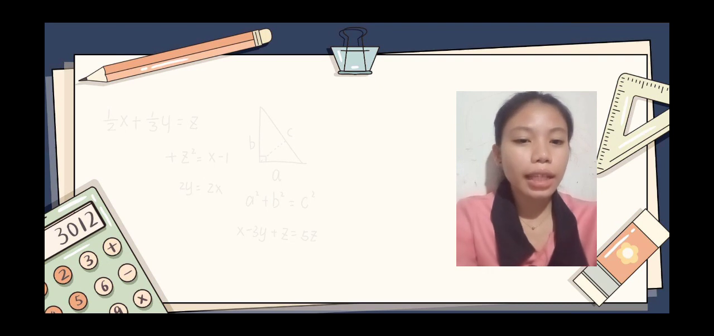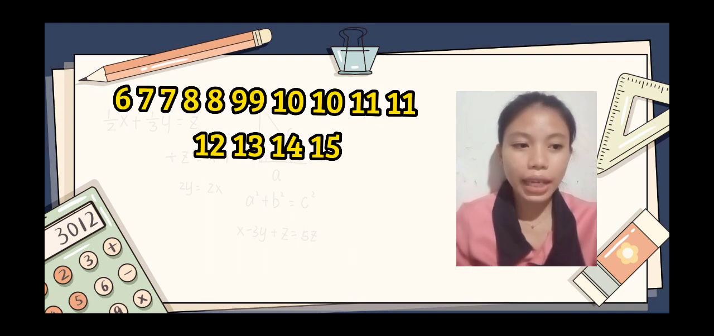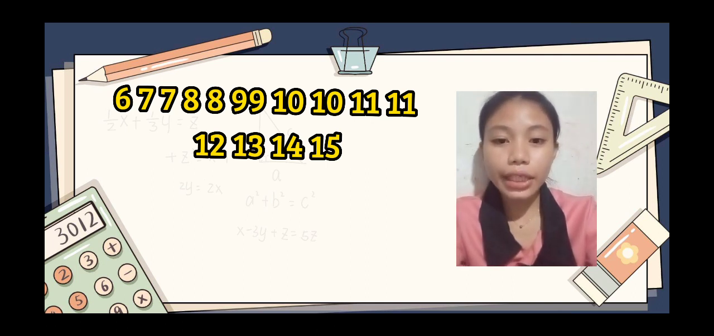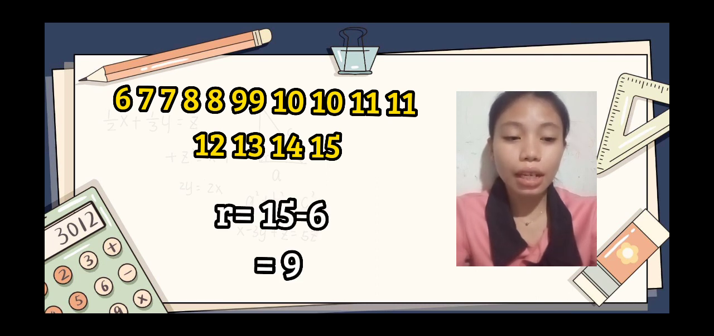Again, in order to get the range, let us subtract the lowest score from the highest score. To be able to get the lowest and the highest score, arrange the scores from lowest to highest. So we have 6, 7, 7, 8, 8, 9, 9, 10, 10, 11, 11, 12, 13, 14, and 15. As you can see on the slide, 6 is the lowest and 15 is the highest score. So 15 minus 6 equals 9. Therefore, the range is 9.